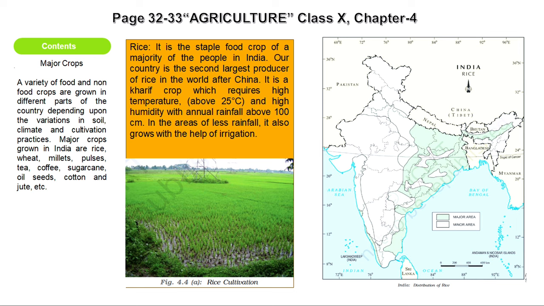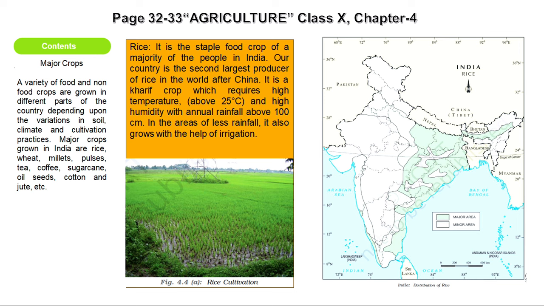Major crops grown in India are rice, wheat, millets, pulses, tea, coffee, sugarcane, oil seeds, cotton and jute. Rice is the staple food that the majority of people in India eat. Our country is the second largest producer of rice after China. It is a kharif crop.